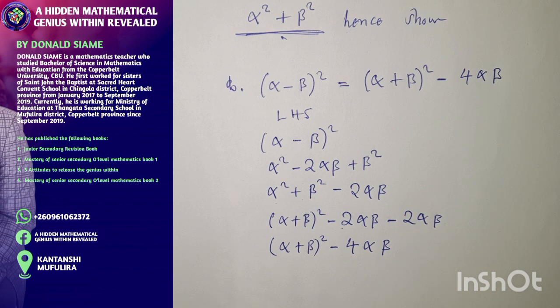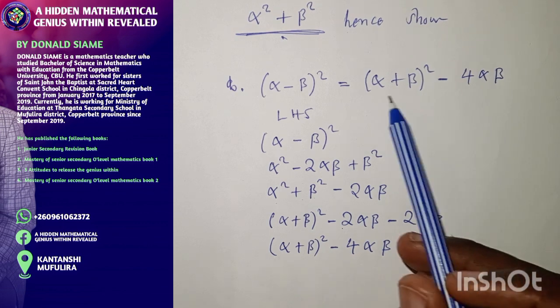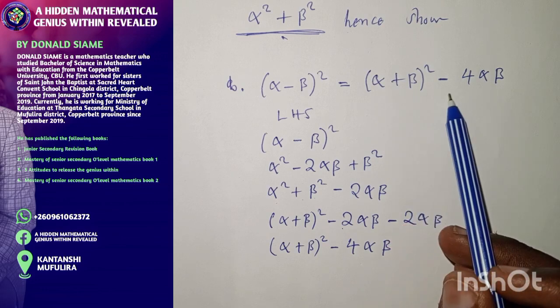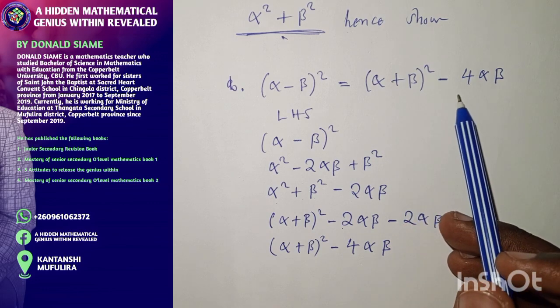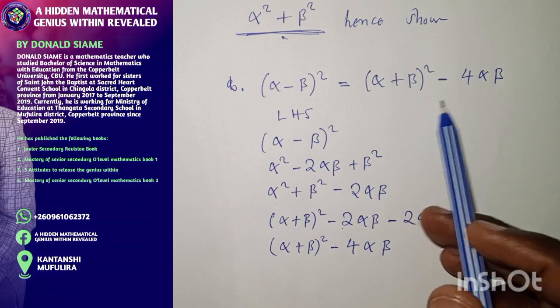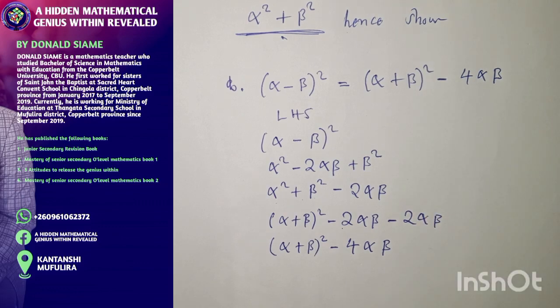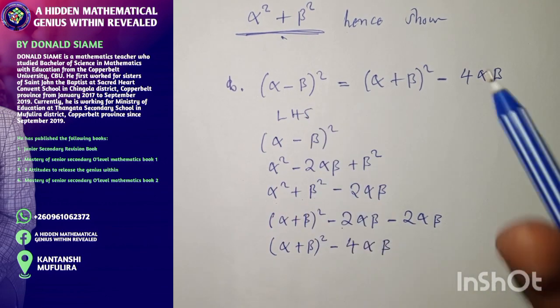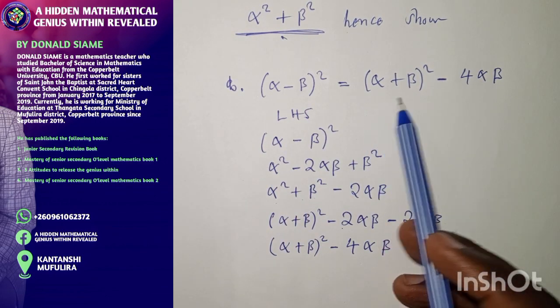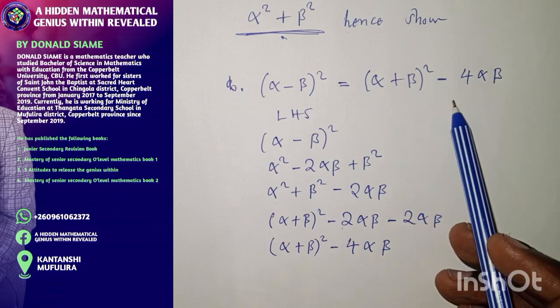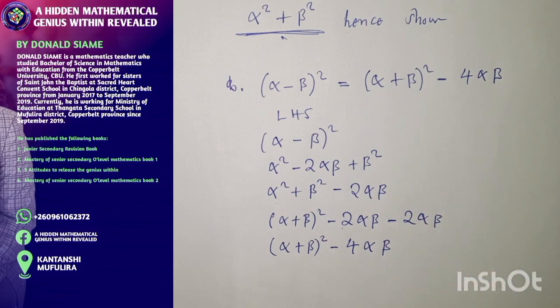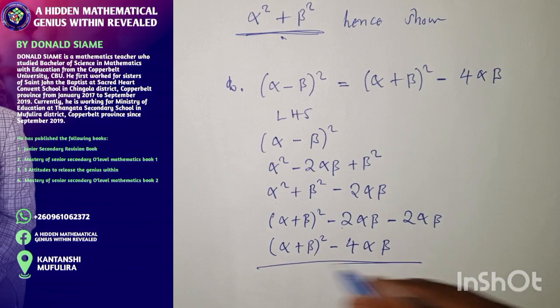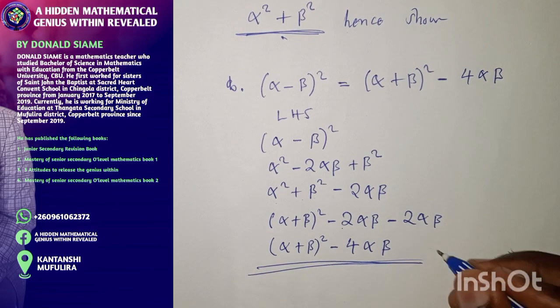And you can see that what we have here is the right hand side of the equation. So we have proved that the square of alpha minus beta is equal to the square of alpha plus beta minus 4 alpha beta. Simple mathematics. Hence shown.